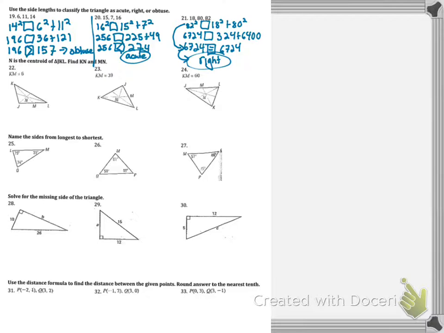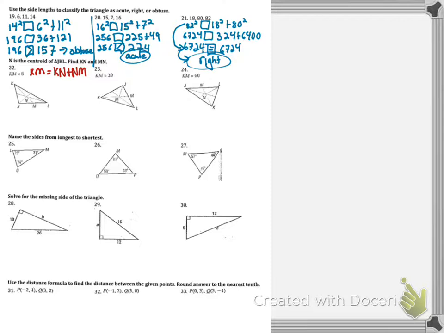Our next group is the centroid with median problems. So remember, this is when we have to label our triangles. Here our statement is we have MK, and we want to find KN and NM. I begin every one of these problems the same way. KM equals KN plus NM. Remember, this is the segment addition postulate. The whole segment is equal to the sum of its parts. And then we have our distances here.